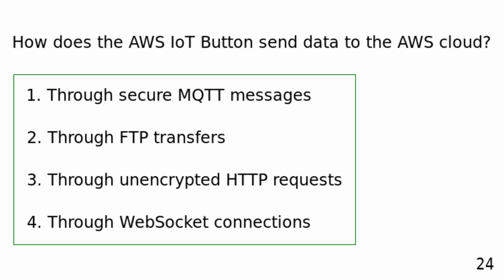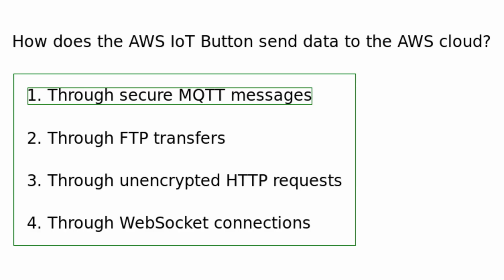How does the AWS IoT Button send data to the AWS cloud? Through secure MQTT messages. Through FTP transfers. Through unencrypted HTTP requests. Through WebSocket connections. The AWS IoT Button sends data to the AWS cloud through secure MQTT messages.